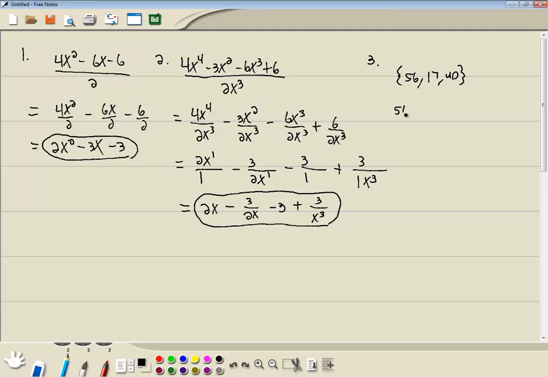56, if I were to break it down, we got 2 times 28. 28 is 2 times 14. 14 is 2 times 7. So it looks like this is what I'm working with. And since 17 is prime, I don't have 17 in here, there is no GCF. So if I were to put 1, the only thing you would have is your GCF is 1.